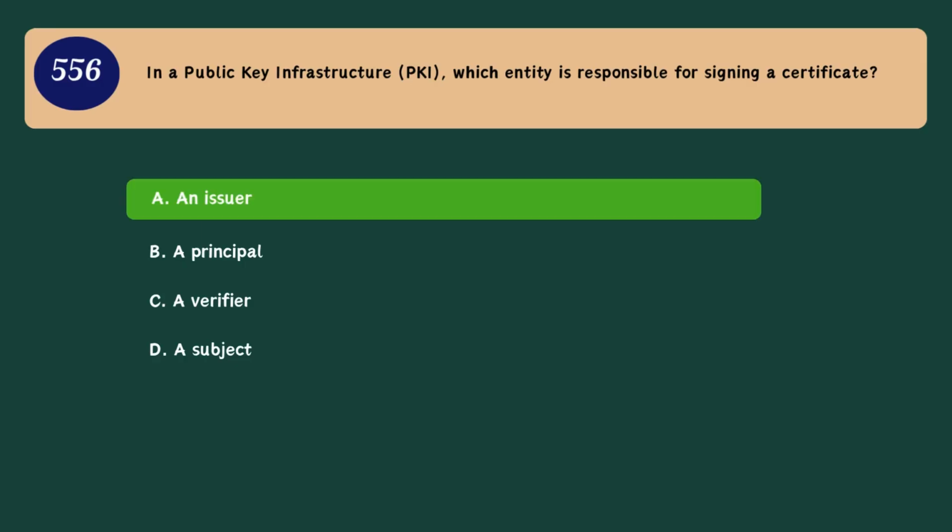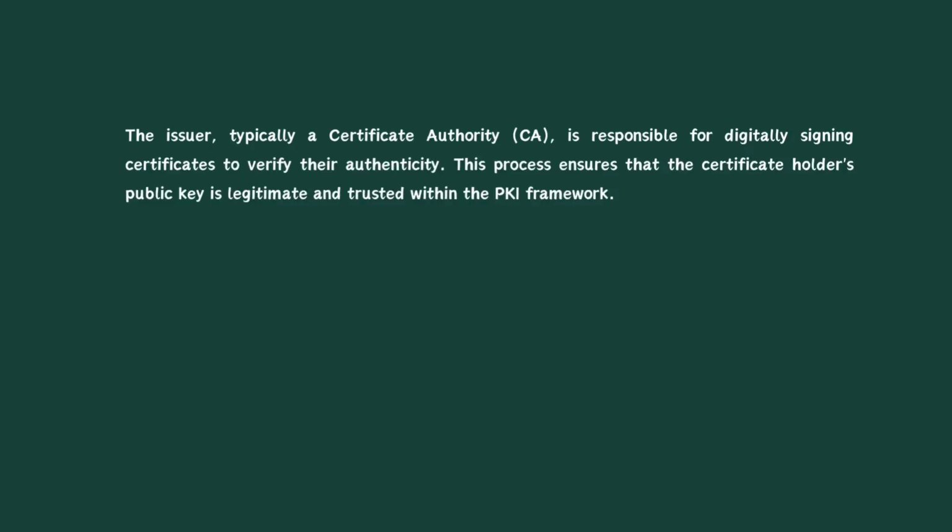Correct answer. A. An issuer. The issuer, typically a certificate authority, is responsible for digitally signing certificates to verify their authenticity. This process ensures that the certificate holder's public key is legitimate and trusted within the PKI framework.